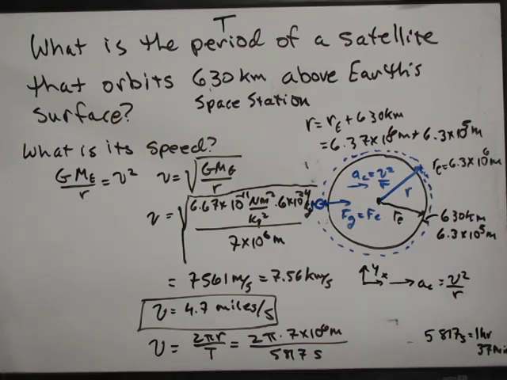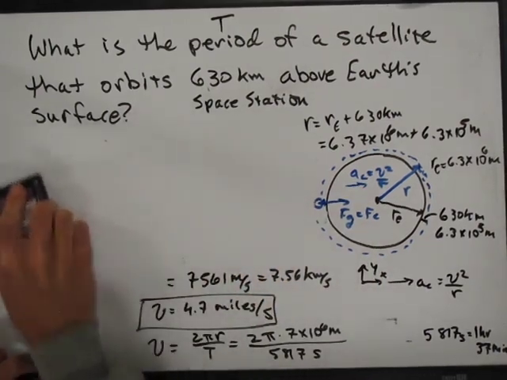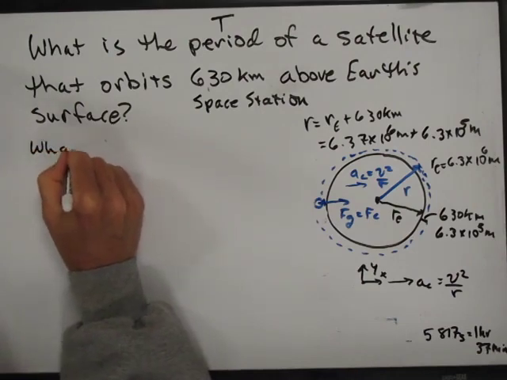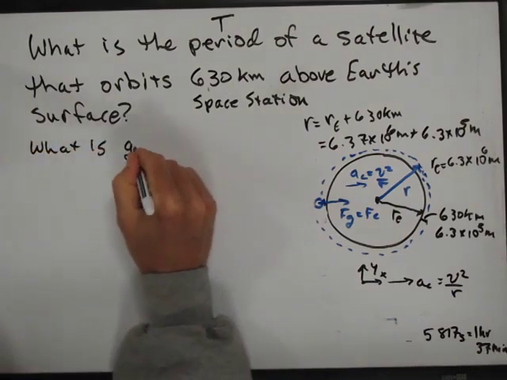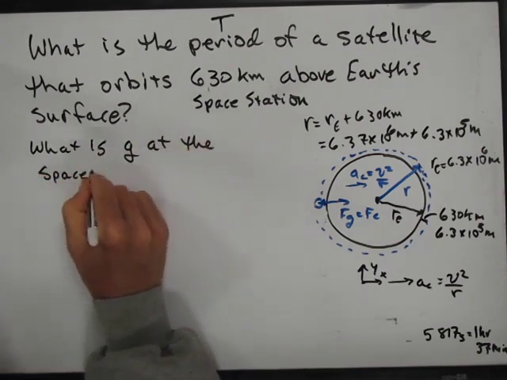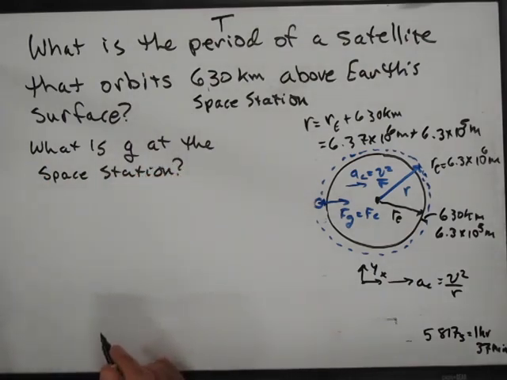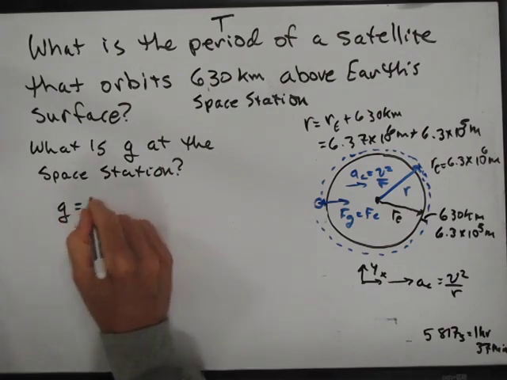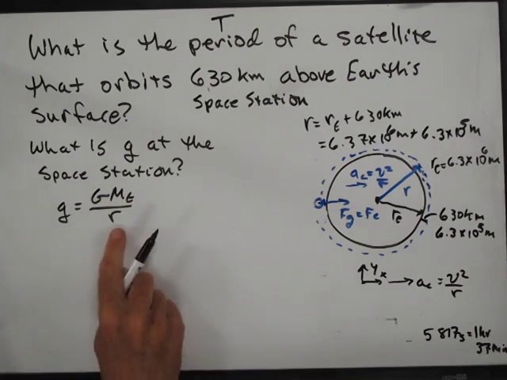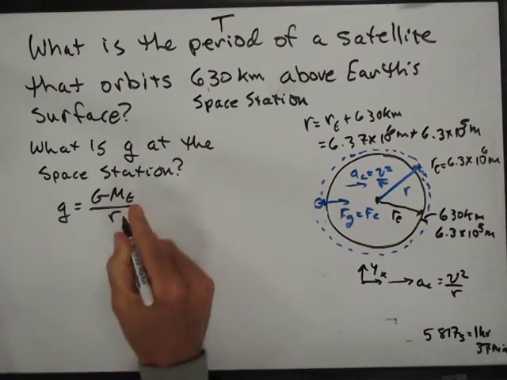Another interesting question you can ask, that covers that one, I guess, is what is g at the space station? Remember, we evaluated g and we said g is equal to G times the mass of the Earth divided by the radius. Well, normally we have the radius of the Earth, but here we can just evaluate the local acceleration of gravity. Sorry, it's going to be squared.